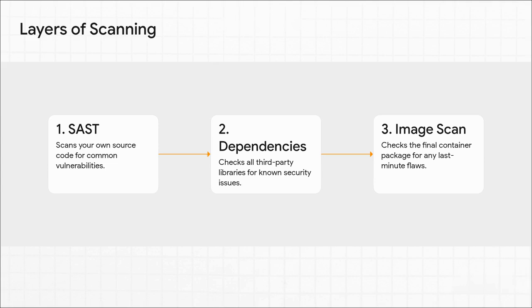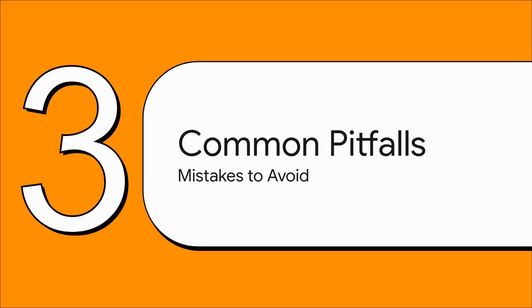This checks all the open source libraries and packages you're using, the code you didn't write, for any known vulnerabilities. And finally, after everything is bundled up into a container, an image scan checks that final package for any problems. See, each layer is looking for something different. It's all about defense in depth. Okay, this all sounds pretty solid, right?